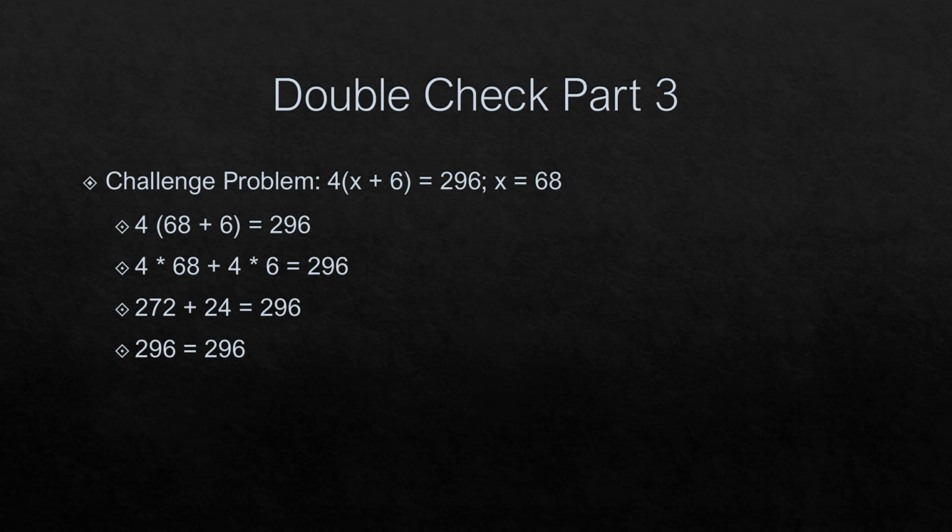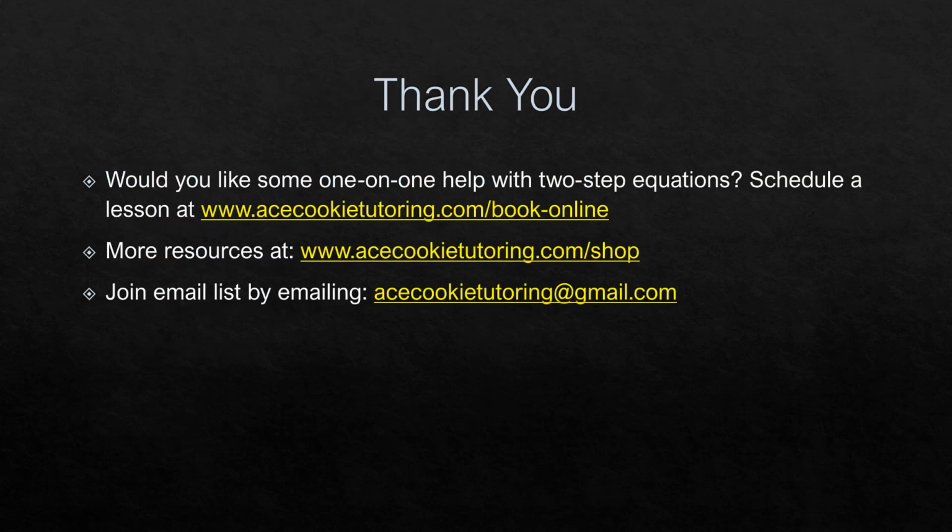Just like on the previous example, I have to use the order of operations, and I need to make sure I distribute the 4. So I'm going to do 4 times 68, and I'm going to do 4 times 6. Once I find 4 times 68 to be 272, and 4 times 6 to be 24, I'm going to add those together because there's that plus sign, so I know the 6 inside the parentheses is positive. When I add 272 and 24 together, I get 296. So my answer is correct.